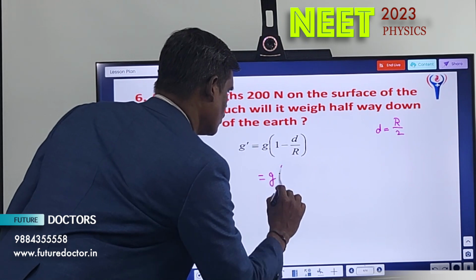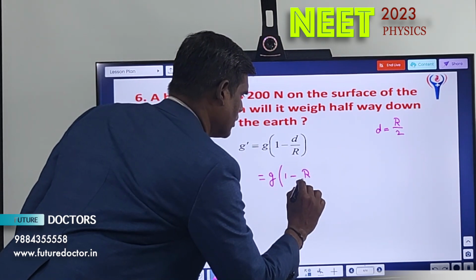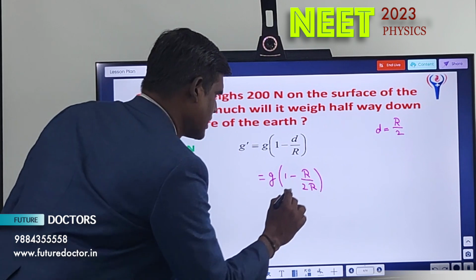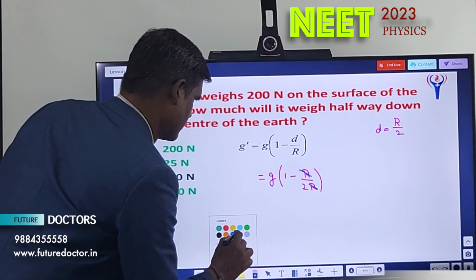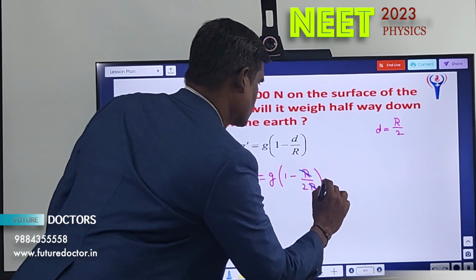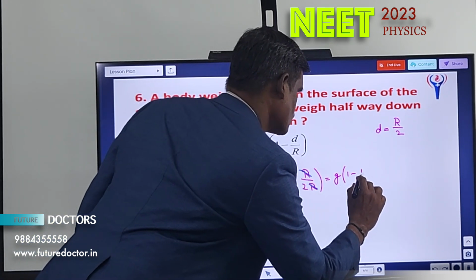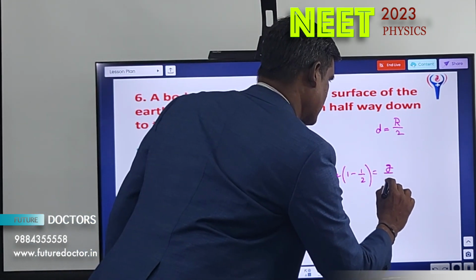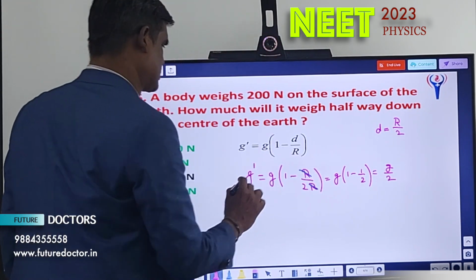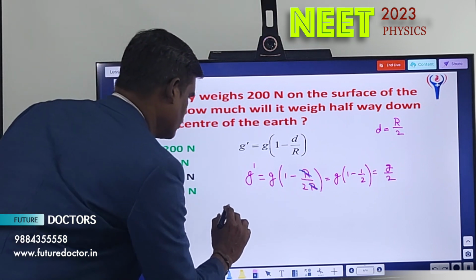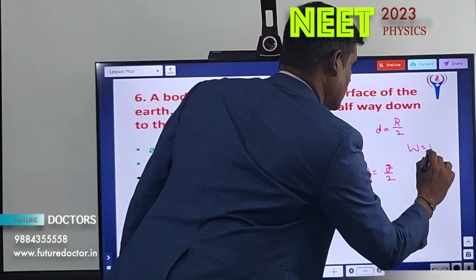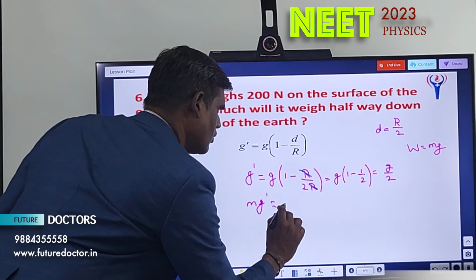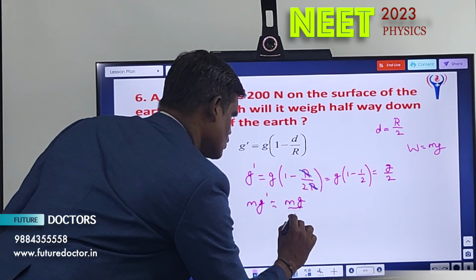Then g into 1 minus d, that is R by 2, into 1 by R. Then cancel this R and R. Then g into 1 minus 1 by 2. 1 minus 1 by 2 is 1 by 2. That is equal to g by 2. This is g dash. Then weight W equal to m into g, that we know, the formula. So multiply this, m g dash equal to m g by 2.